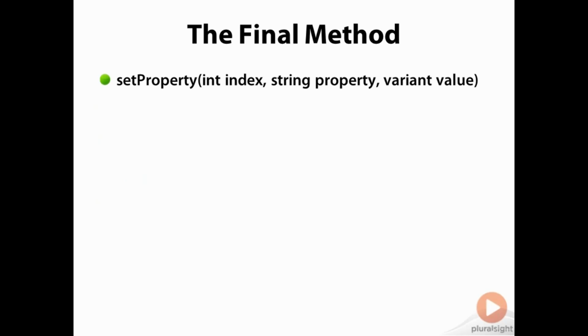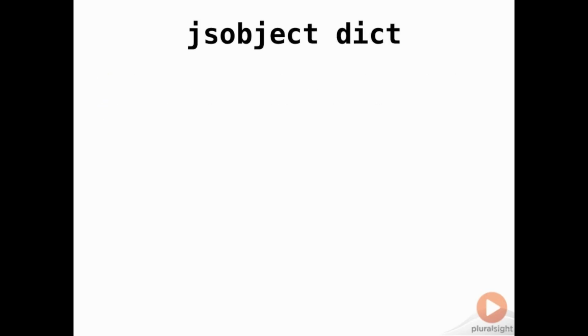So in the list model we showed earlier, if I want to change Anders to Todd, I would specify the index as 0, the role name as name, and finally the new value as Todd. Before I return to the parameters for the various list model methods, let me discuss the JS Object Dictionary term that you're going to see in the documentation.